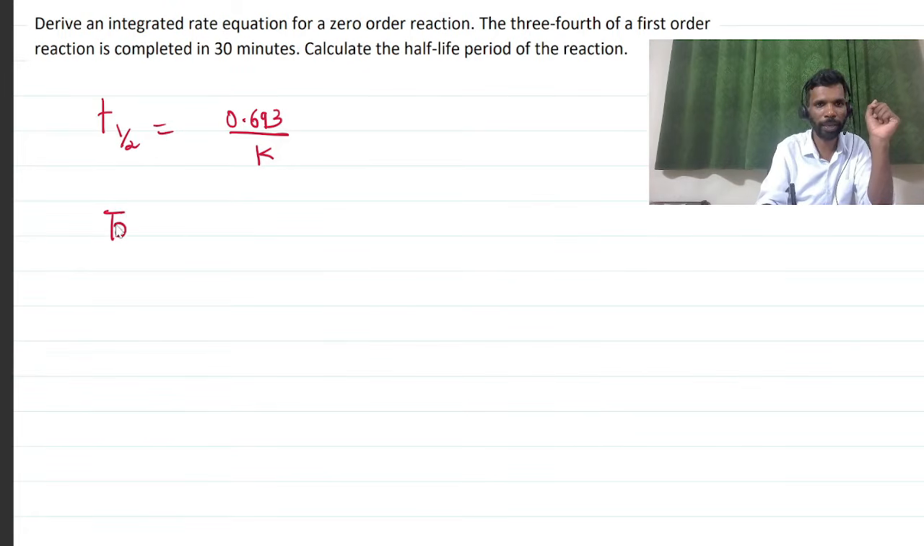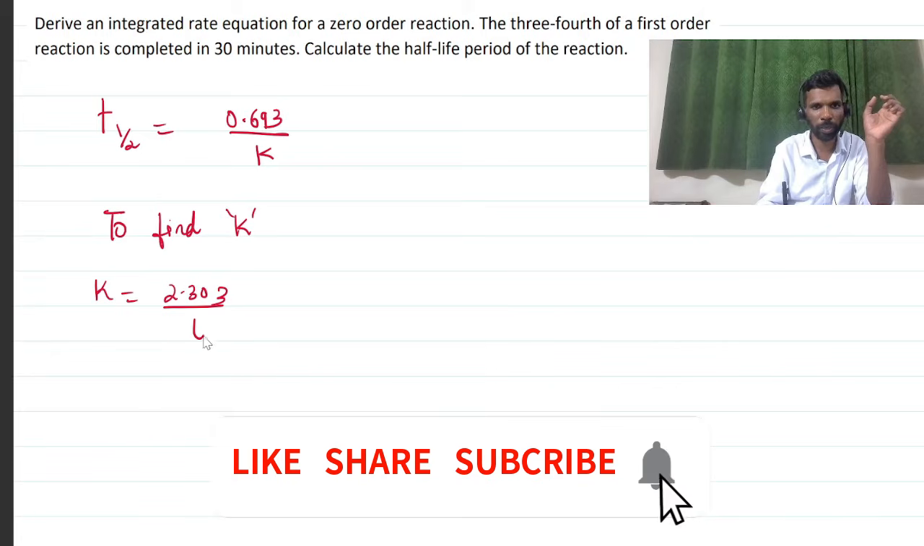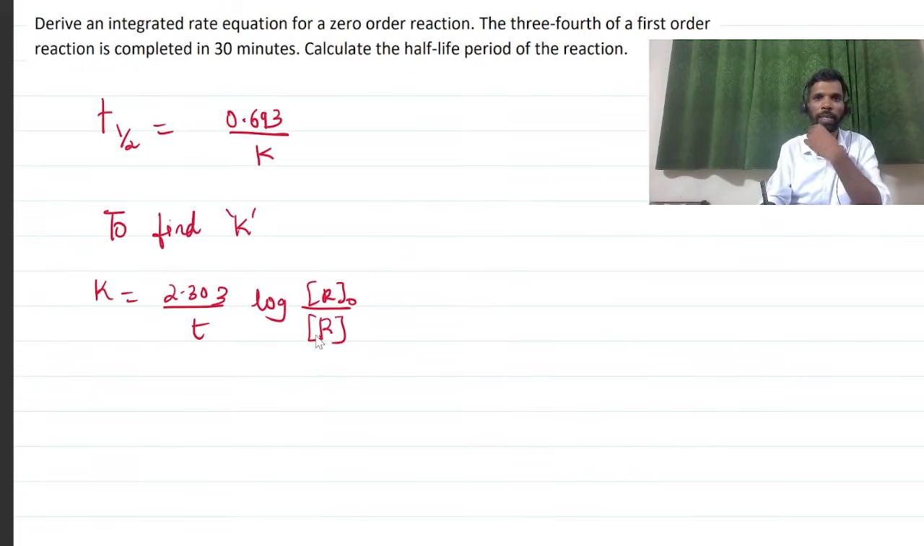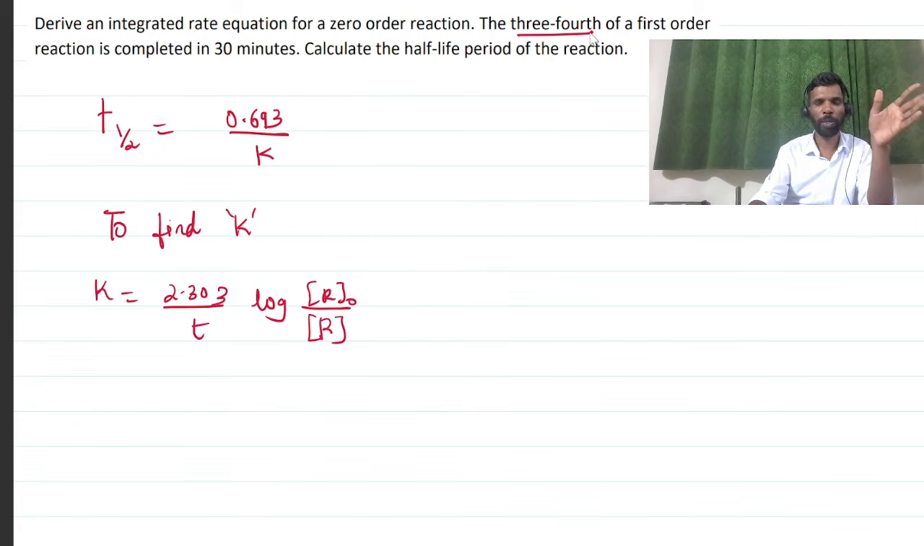So to find K, we'll write K is equal to 2.303 by T log of R0 by R. Now what they have said is that 3/4 of the first order reaction is complete. Understand this. 3/4 of the first order reaction is complete means how much is remaining? If 3/4 is complete, then 1/4 is remaining. Right? Means R will be what?